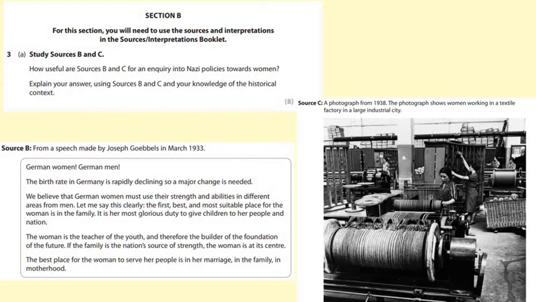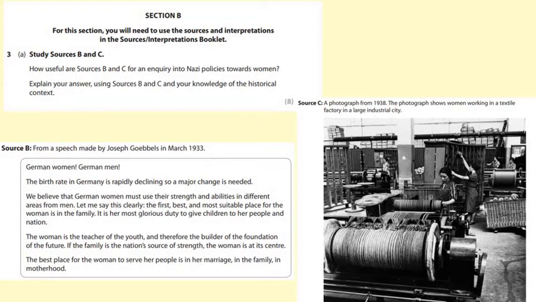Again, you highlight the key words in the question, which you must repeat in your answer. So the words that you're highlighting are the ones that you are going to write. Useful, Nazi policies towards women. When looking at the sources, you only highlight the words or the detail to do with Nazi policies towards women. So let's have a look at source B together now. And if you've got your highlighter or a different colour pen, you could highlight key sections of this source.